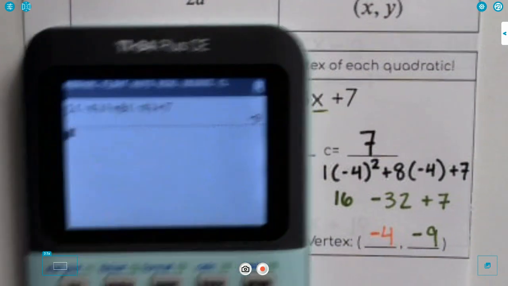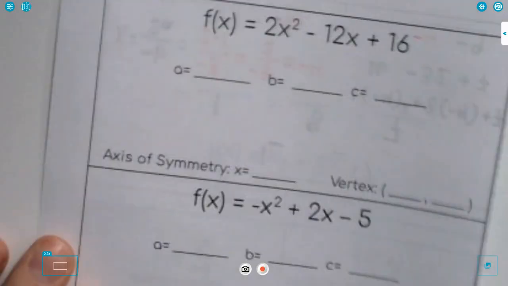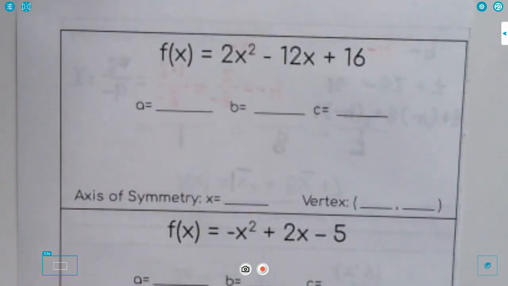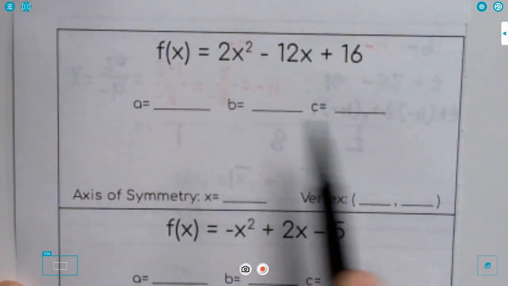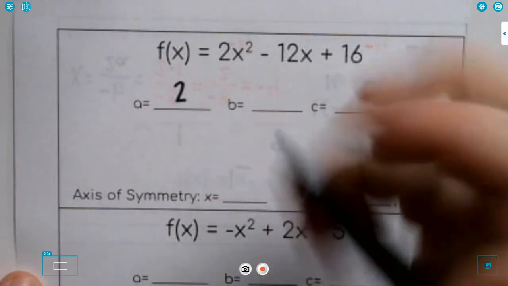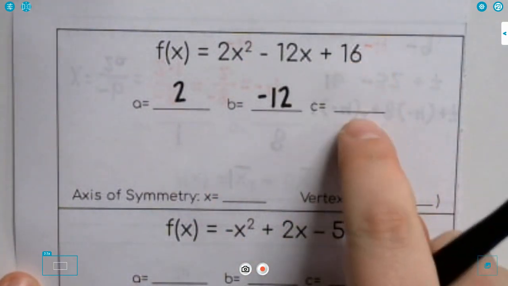Okay. Flip this over then. We've got 2 more on the back, and then your assignment today is just this. Just finding the axis of symmetry, finding the vertex. So first thing always is going to be A, B, and C. So A is 2. B is -12 because it's -12 there. And C is 16.